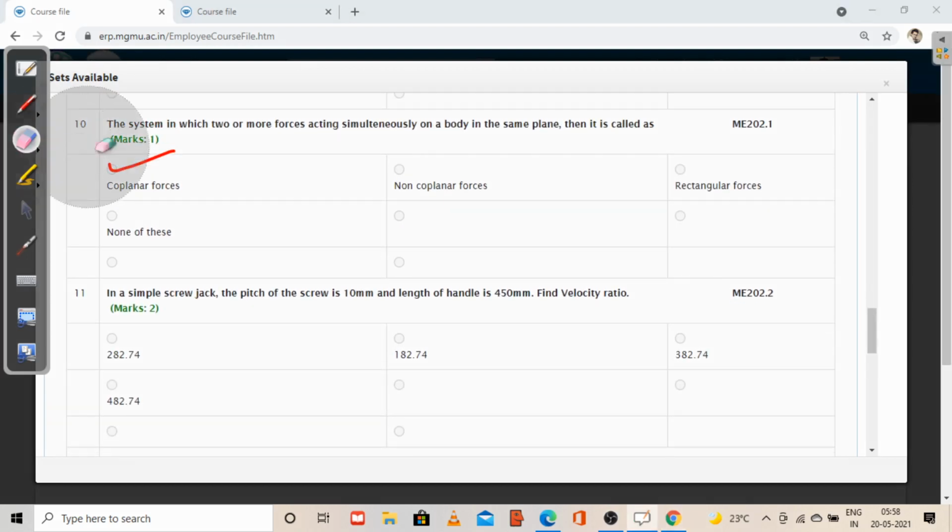I will go for the 10th question, that is, a system in which two or more forces act simultaneously on a body in the same plane, then it is called as. Now this is the point which is very important: same plane. Same plane means coplanar, and two or more forces means force system. Now what will be the answer? Same plane means coplanar, so coplanar forces, उन्हें बोलते हैं हम कोप्लेनार फोर्सेस और कोप्लेनार फोर्स सिस्टम. The rest of these are not the answer.